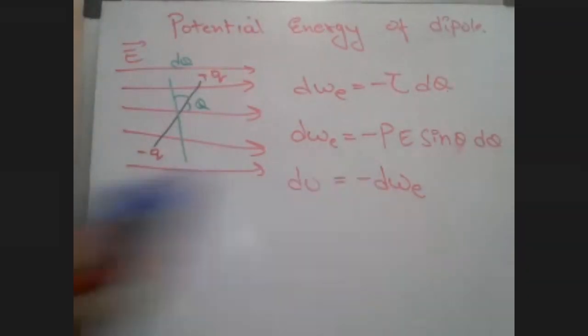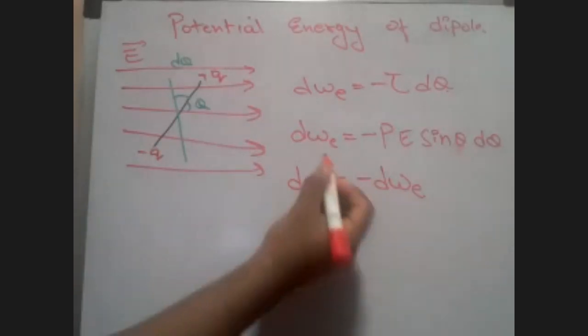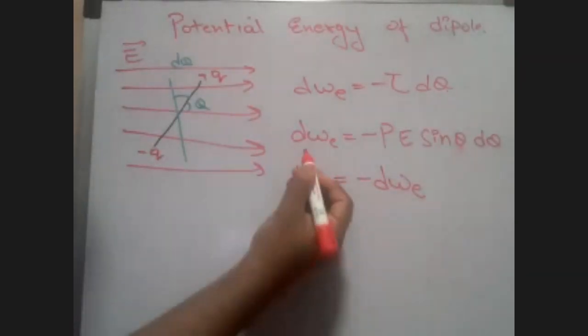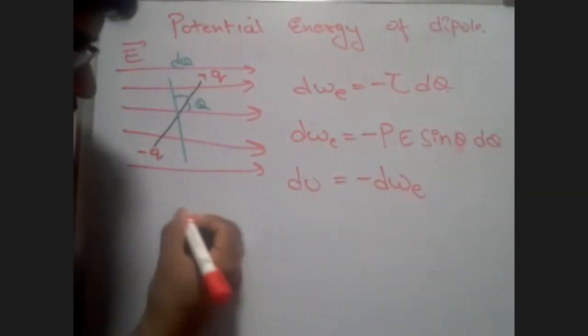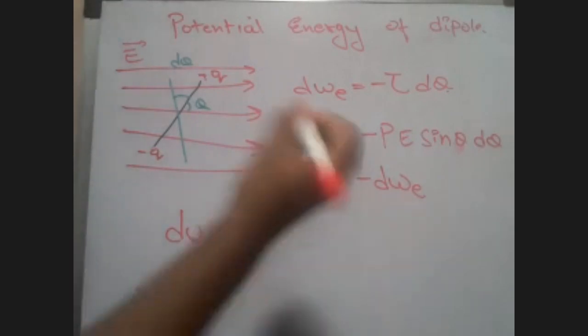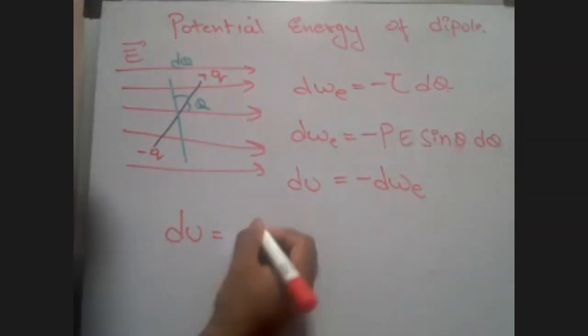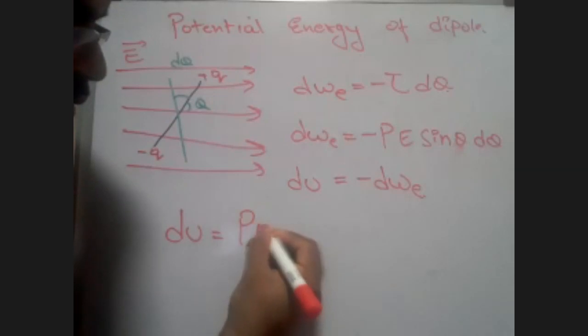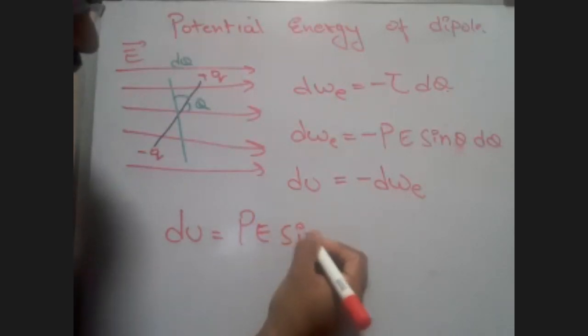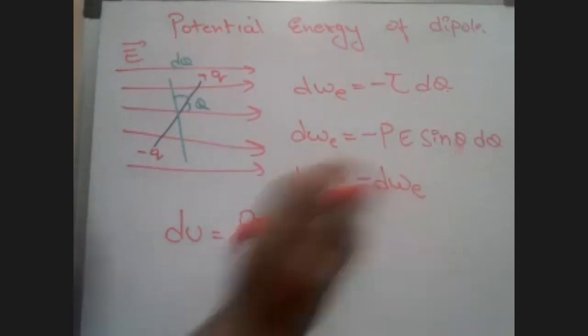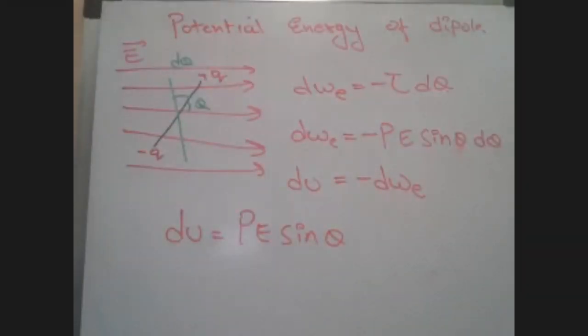So I can write dU is equal to minus dW_e. I know what dW is, that is the work done. Substitute it, and what will you get? Can I write pE sin theta d theta? The negative cancels and it becomes positive. Now I know the potential energy in terms of the dipole and the electric field intensity.